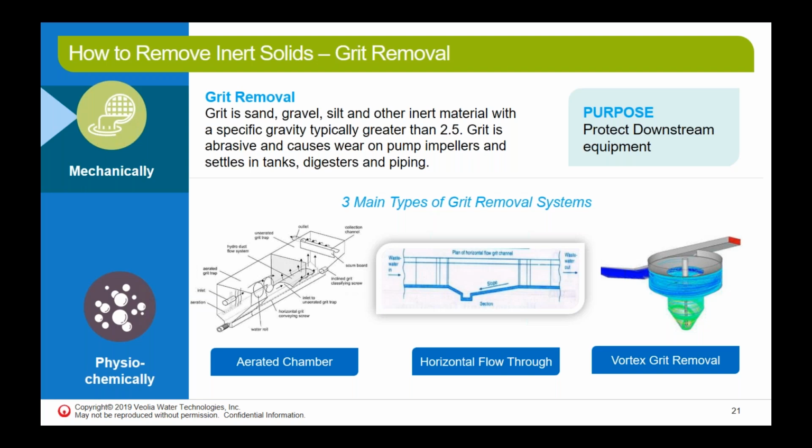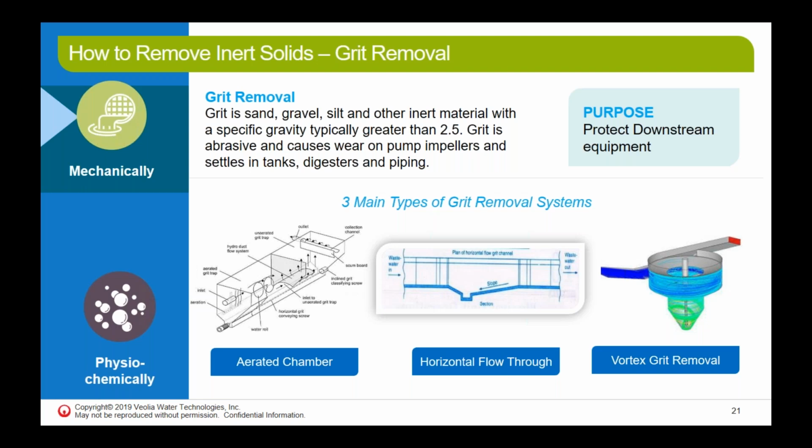So if we take a jar of your wastewater and without applying any chemistry, we just stir the jar up, the first solids that we usually see go to the bottom within the first couple of seconds are the silt and sand. So just to go over the pictures, we're talking about the three main types of grit removal systems: aerated chamber, horizontal flow, and the vortex grit removal.